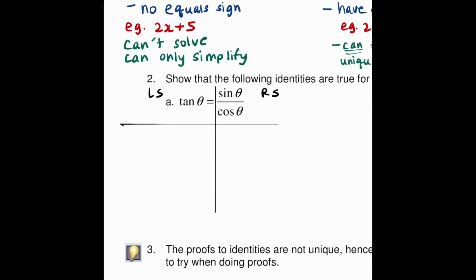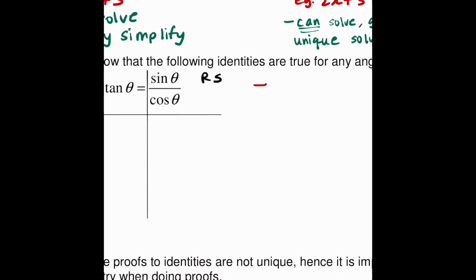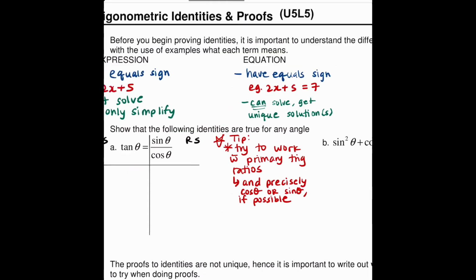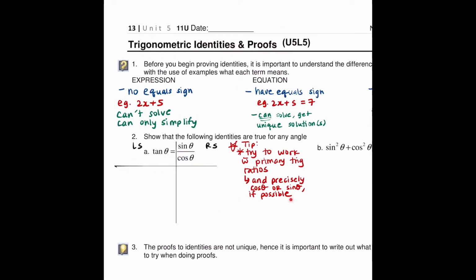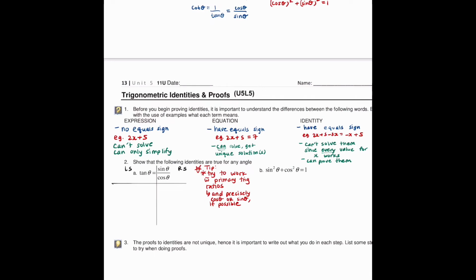So trig identities can be difficult, okay? But there are some rules of thumb that I try to remember. One, try to work with primary trig ratios. And I'm even going to add that you're sometimes going to try to use cos theta or sine theta if possible, but this isn't always the case, okay? This is just my rule of thumb that I try to follow, but sometimes I have to go back to tan theta as well. But we want to use the primary trig ratios and definitely not the secondary trig ratios.